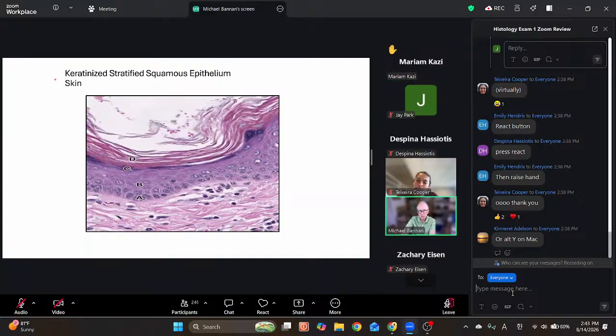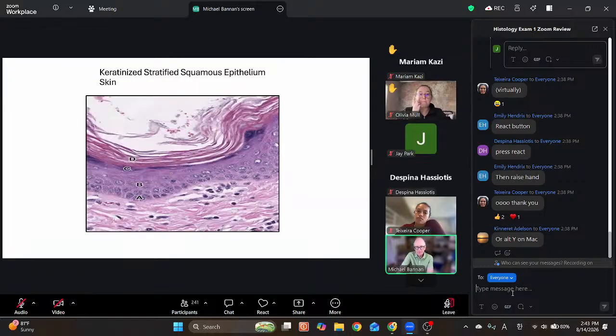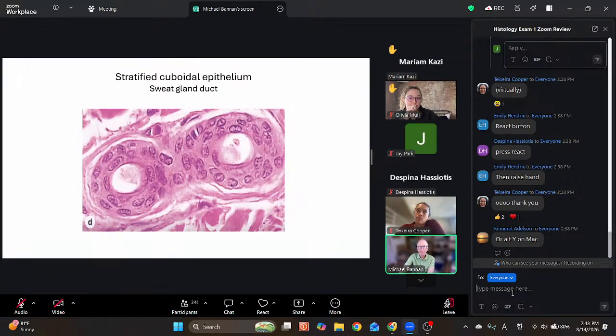All right, and look here. The other thing is we're pointing out that the keratinized most commonly is skin, and non-keratinized is esophagus, oral cavity, vagina, and ectocervix. So basically, moist squamous mucous membranes are generally non-keratinized. Skin is generally keratinized. Okay.